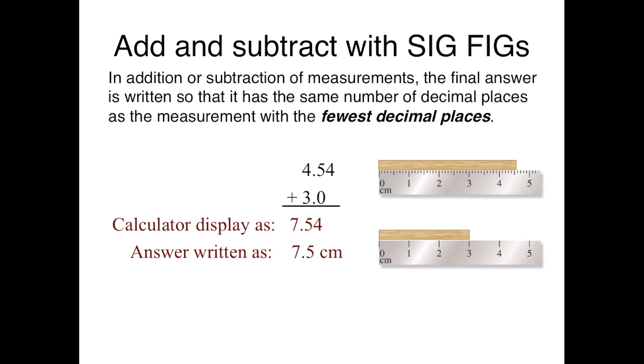So let's take a look at an example. Let's say you measure the length of 2 sticks and you use 2 different rulers. I don't know why you would, but you did. And so one is more precise. One is precise to the hundredths and one is precise to the tenths only. When you add these two numbers together, you get a display in your calculator as 7.54. But this doesn't follow the rules for sig figs. So according to this rule, you have to look at the fewest decimal places. This is the hundredths place and this is the tenths place, so your answer must be in the tenths place because that's fewer by 1 decimal place. So you drop this 4 and your answer is 7.5.